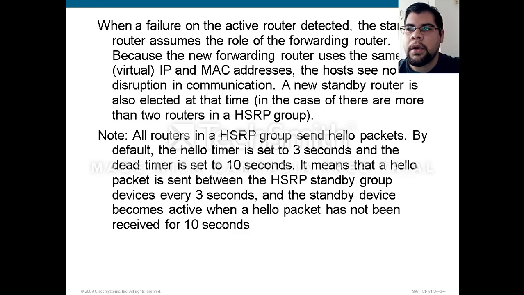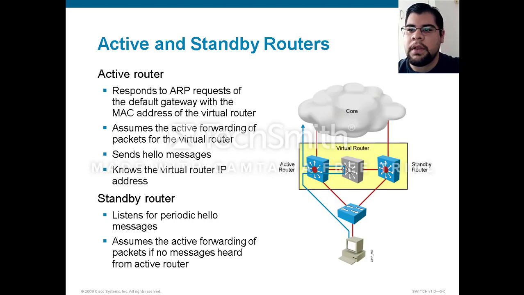A new standby router is also elected in the case that there are more than two routers in an HSRP group. All routers in an HSRP group send hello packets. By default, the hello timer is set to 3 seconds, and the dead timer is set to 10 seconds. It means that a hello packet is sent between the HSRP standby group devices every 3 seconds.